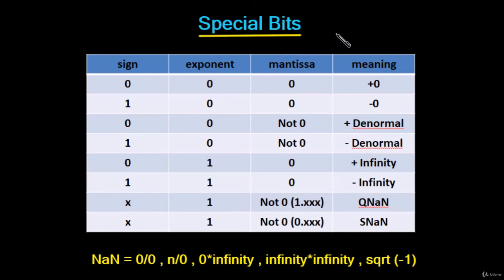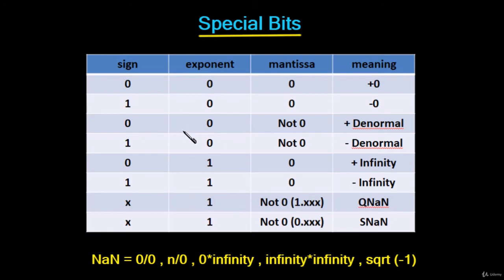In this video we're going to look at some special bits, and we're also going to look at how to deal with rounding errors. So I have a little table here. We've got the sign, the exponent, the mantissa and the meaning. Now we've already seen the first four of these. If the exponent is all zeros, so we're going to have 8 zeros in the exponent, and all zeros in the mantissa, so this would be 23 zeros, and the sign is a 0, then it's plus 0. If the sign is a 1, then it's minus 0.